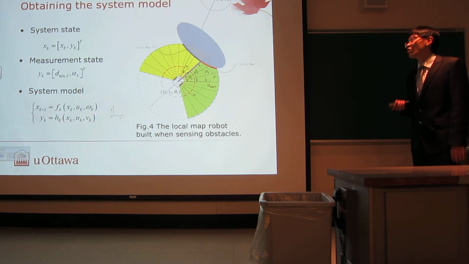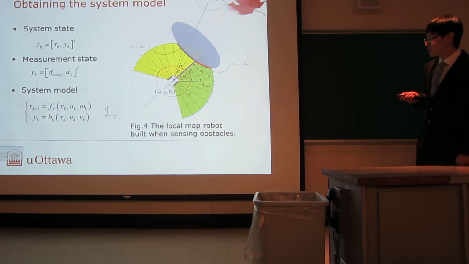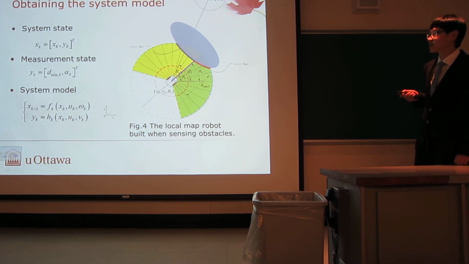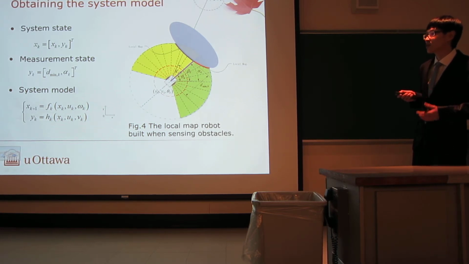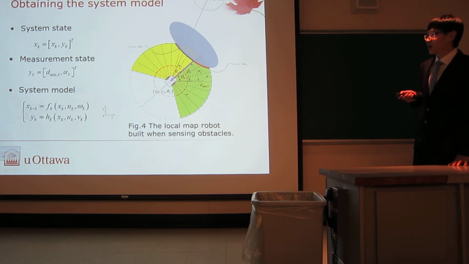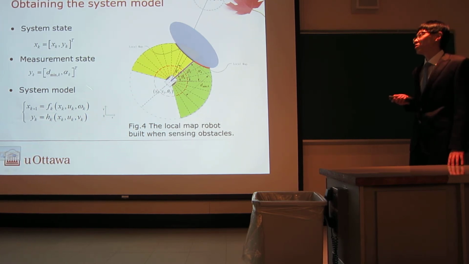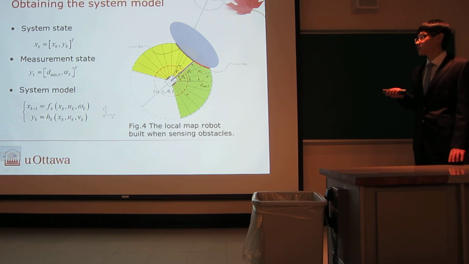Now it's time to obtain our own system model. We will choose the position of the robot as the system state. Here, xk is a typo. It should be the bold one, that means the vector of this state. And we also have a measurement state, which is composed of two parts. One is the distance from the robot to the closest obstacle, and the other one is the angle of this beam, the chosen beam.